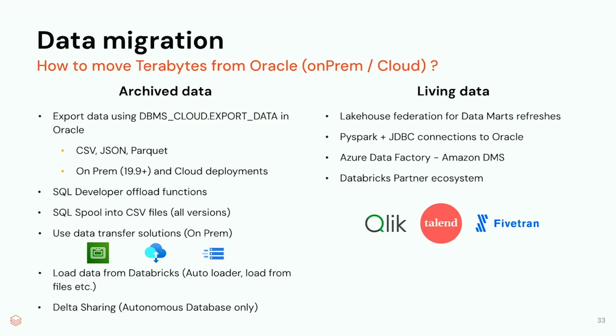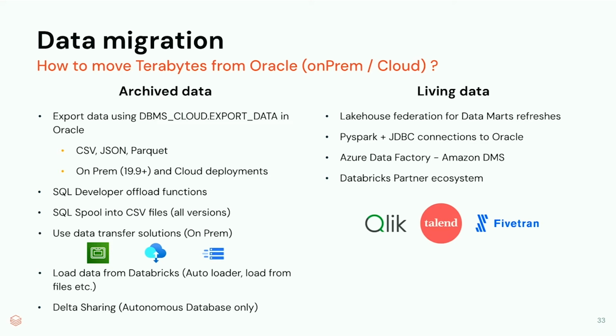In this slide, I split it into two parts. The first one is the archive data or non-living data, because we know that in every data warehouse we have archive data, which are not used very often. And we have what I name living data, which are recent data ingested and transformed. The way you will migrate them out of Oracle to Databricks could be different and use different methods.